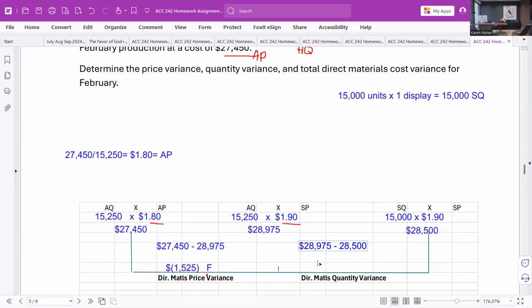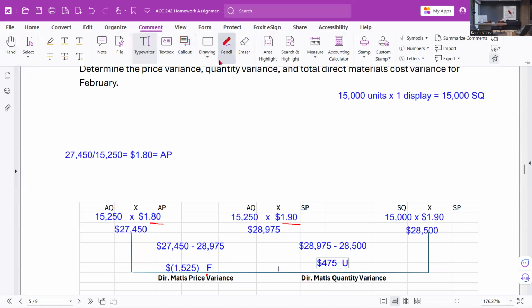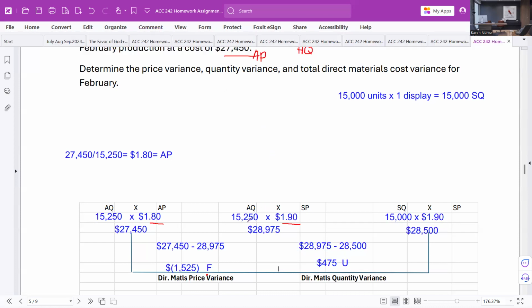We've got a quantity variance of 475. And again, that's an unfavorable variance, right? Unfavorable because they used 250 more of the displays than they should have, hence an unfavorable quantity variance.